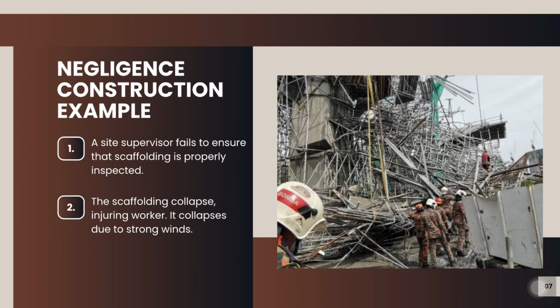In summary, Rylands v. Fletcher focuses on strict liability for a dangerous thing escaping, while negligence focuses on failing to meet a reasonable standard of care. Both are highly relevant in construction because of the high-rise activities and materials involved.